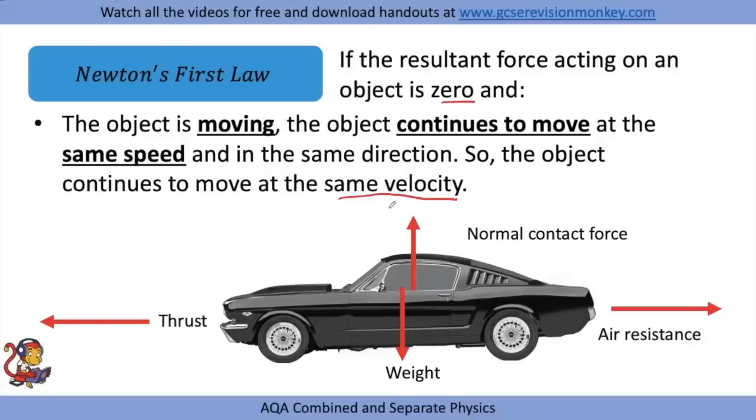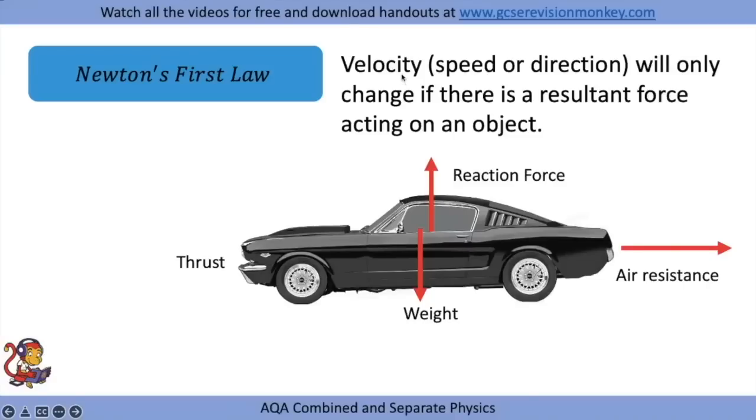The velocity of an object, so taking into account the size of the speed or the direction of the object, will only change if there is a resultant force acting on the object. So let's say we increased this thrust here, so we had a greater forward force compared to our air resistance. Now we have unbalanced forces. We will have a resultant force overall acting in this direction here because of this increased thrust. And then now we'll be changing velocity. We'll be changing the speed, not necessarily the direction, but the speed of the object as it will accelerate forwards.